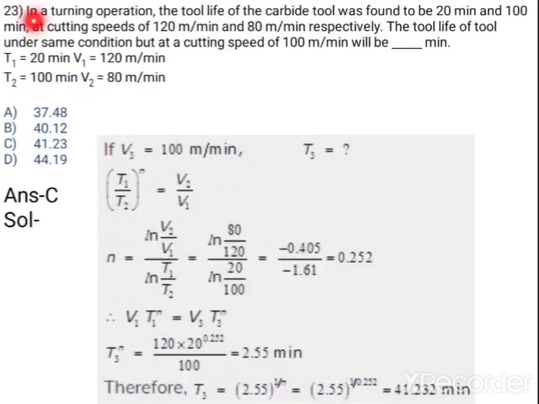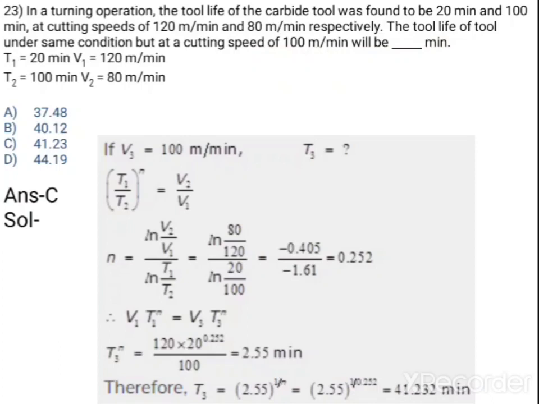Now next, in a turning operation, the tool life of the carbide tool was found to be 20 minutes and 100 minutes at cutting speeds of 120 meter per minute and 80 meter per minute respectively. The tool life of a tool under the same conditions, but with a cutting speed of 100 meter per minute, will be in minutes, they ask. So we have to find for 100 meter per minute what will be the tool life. Question number 23 is related to the tool life equation, V t raised to n is equal to constant.